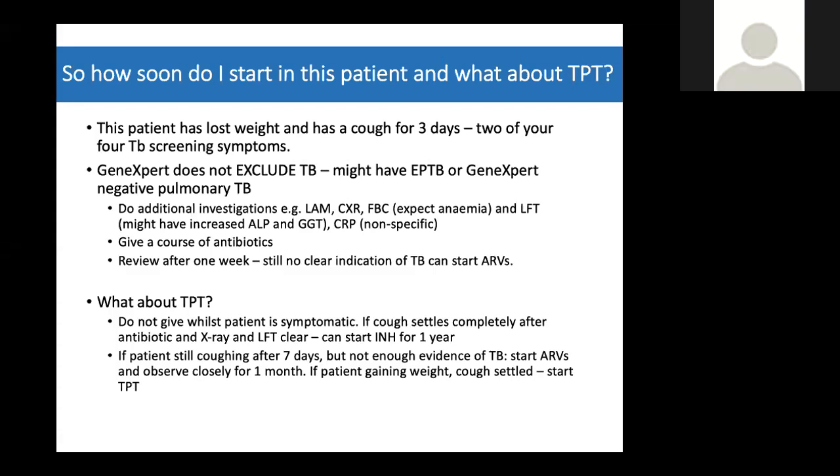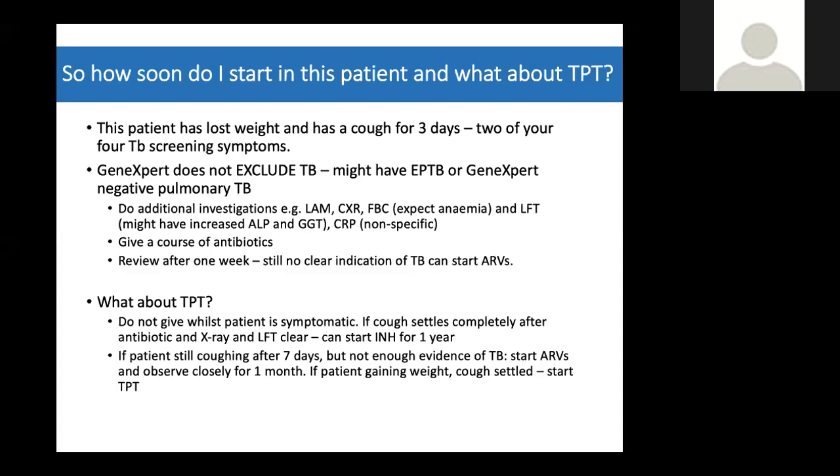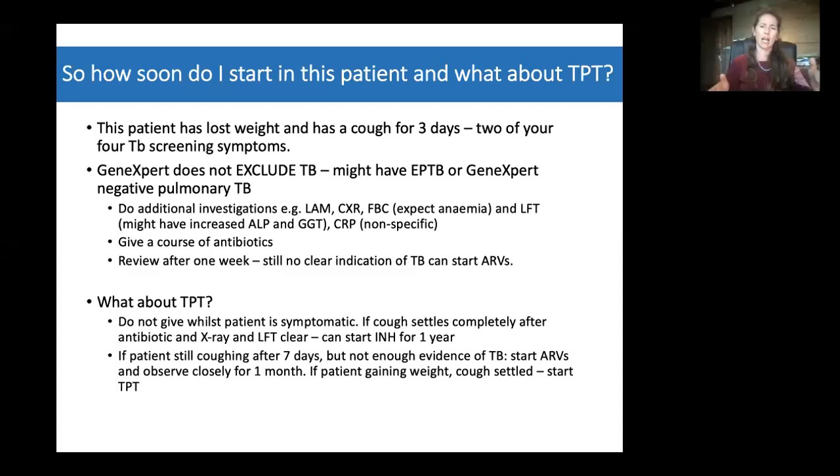But if your patient's still coughing after those 7 days, you're not convinced it's TB, but you're not completely unconvinced it's not TB, you're going to start your ARVs and you're going to watch that patient. And if there's TB there, they'll IRIS. So the diagnosis will become clear soon enough, and you'll watch them for a month. If after a month your patient is now gaining weight and the cough has settled down, then you can start your INH quite safely.